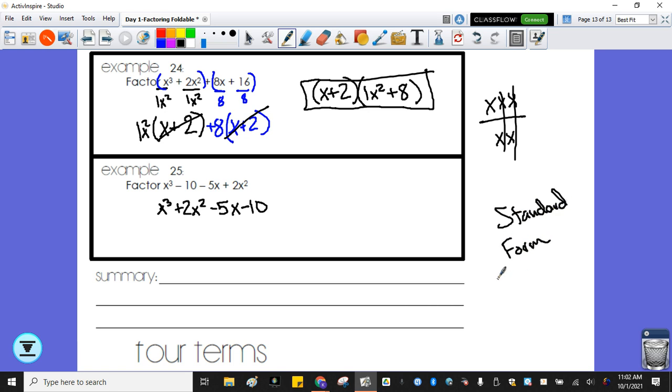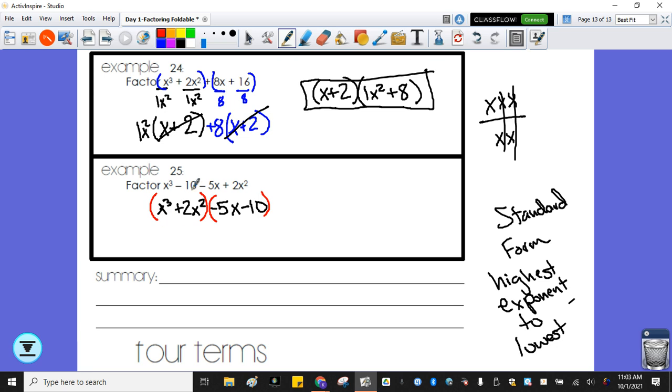Standard form: highest exponent to lowest. So group the first two. Group the last two. Take out the greatest common factor.